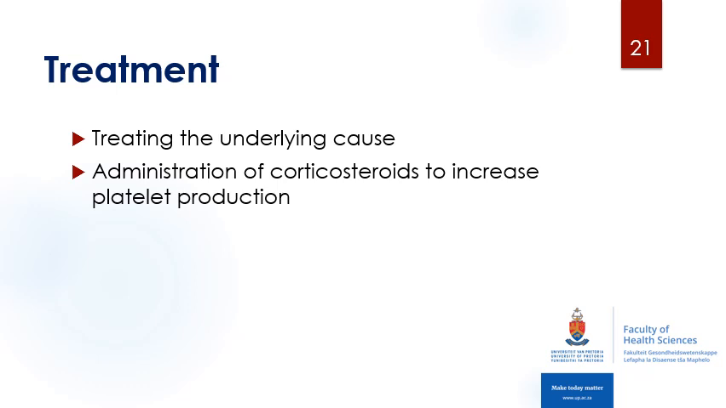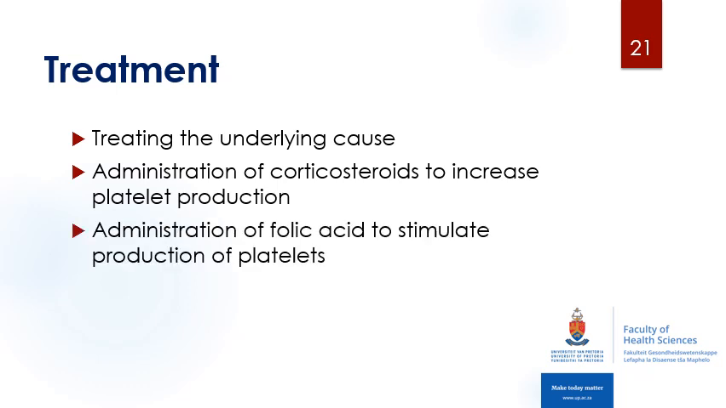Corticosteroids and folic acid have been known to increase platelet production, and these can also be used to treat thrombocytopenia. A transfusion of concentrated platelets can also be used as a treatment. And then lastly, in the case of splenomegaly, a splenectomy may be necessary.